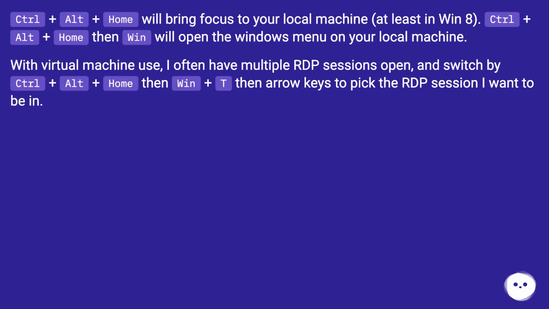Ctrl plus Alt plus Home will bring focus to your local machine, at least in Win 8. Ctrl plus Alt plus Home then Win will open the Windows menu on your local machine. With virtual machine use, I often have multiple RDP sessions open, and switch by Ctrl plus Alt plus Home then Win plus T then arrow keys to pick the RDP session I want to be in.